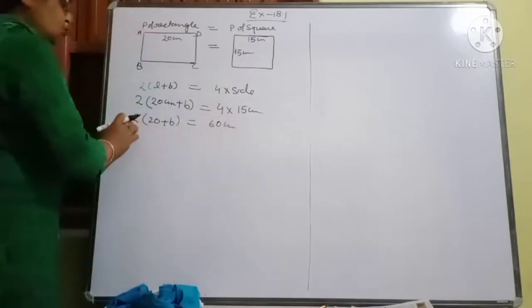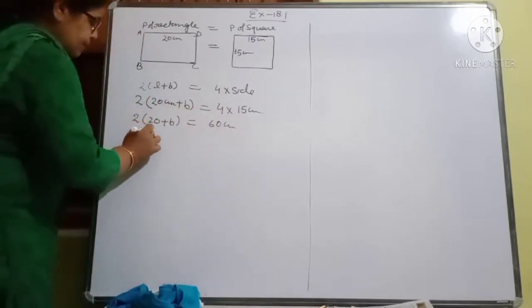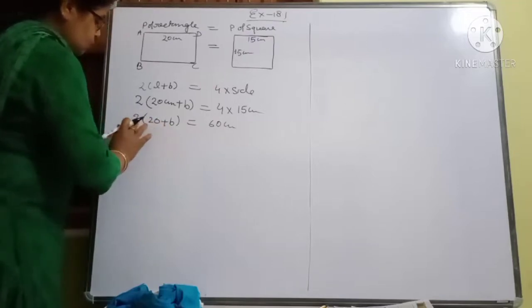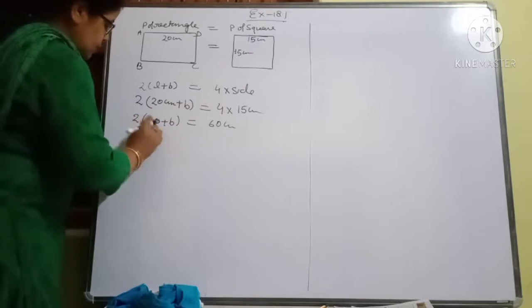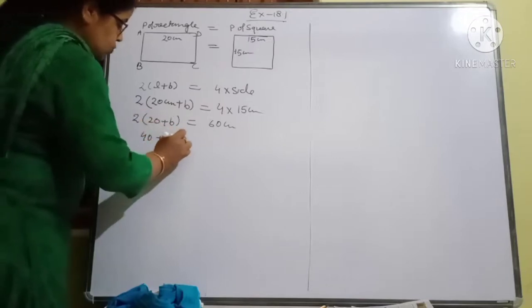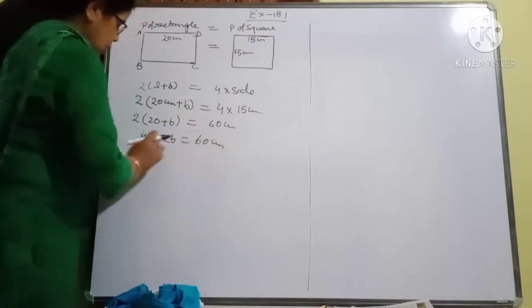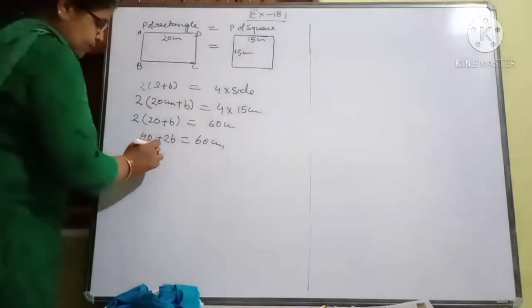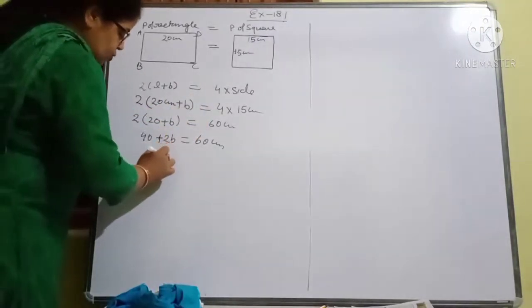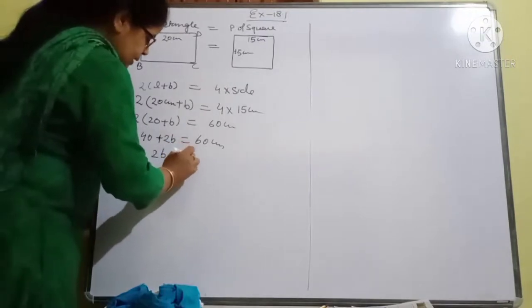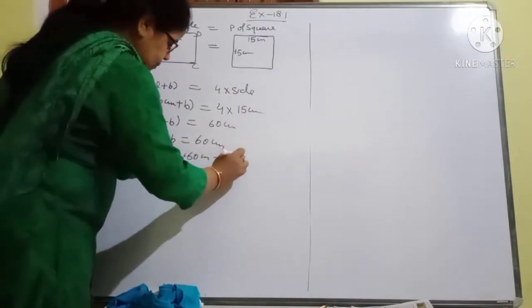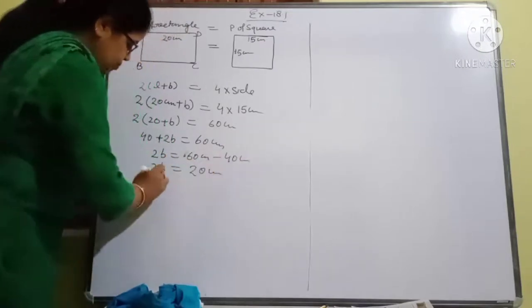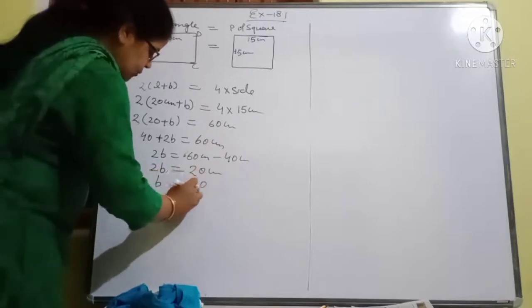This 2 will go here. So 20 plus breadth, or directly you can also do it in this way: 2 into 20 is 40, plus 2B is equal to how much? 60 centimeter. Now this is a numeric value. You can shift it to that side. 2B is equal to 60 centimeter minus 40 centimeter. So 2B is equal to how much? 20 centimeter. So breadth will be equal to 20 divided by 2.